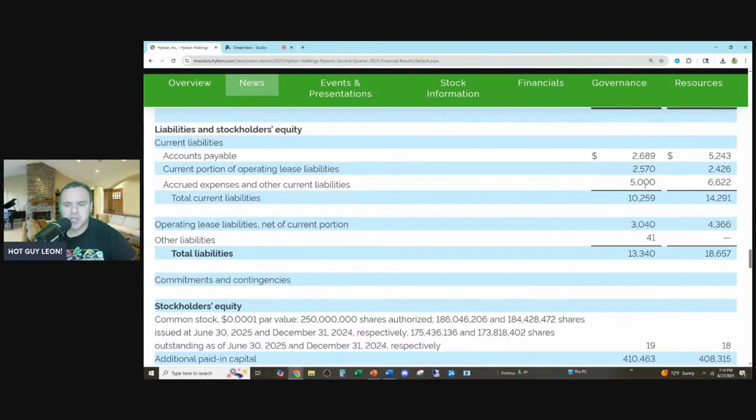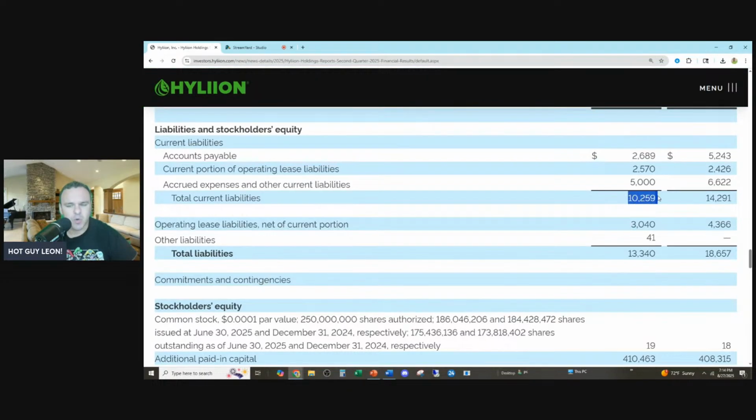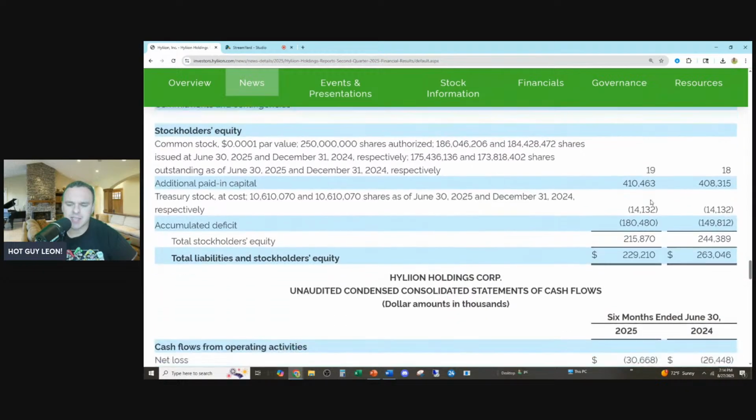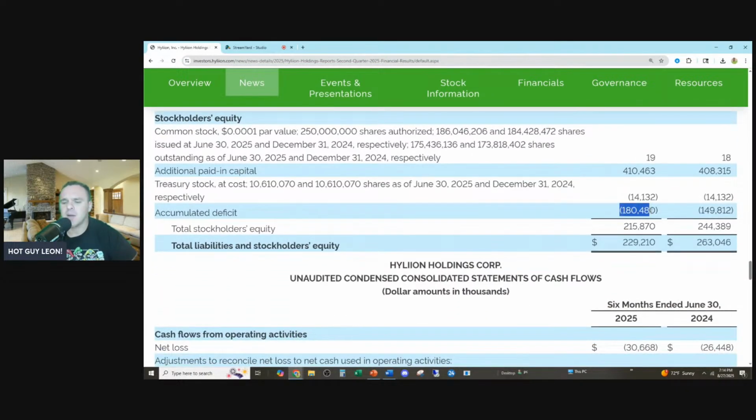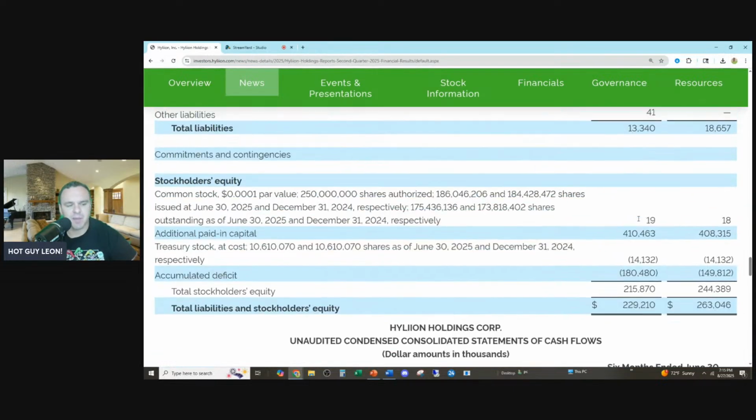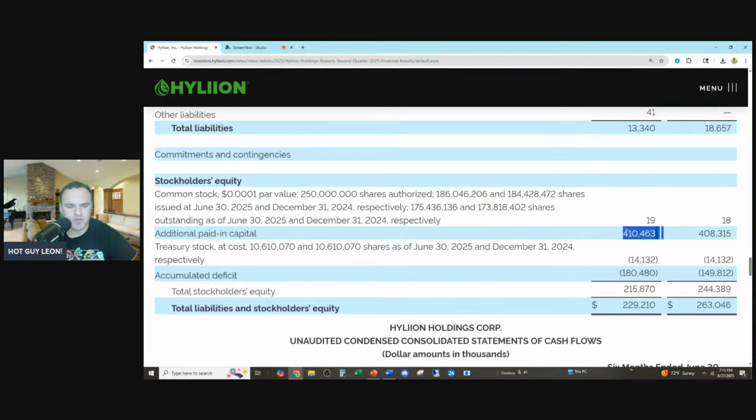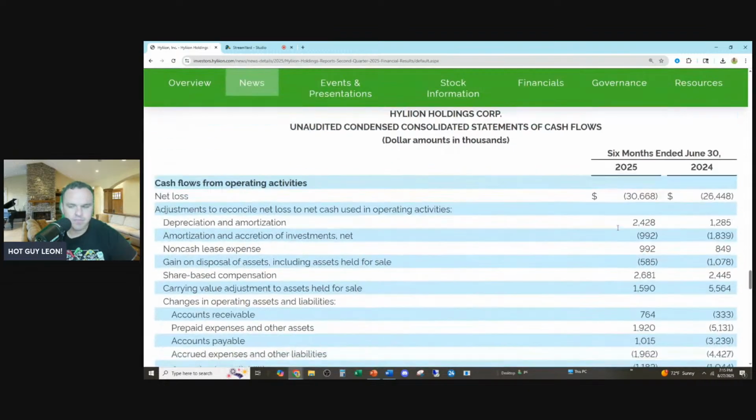Let's see. Do they have any crazy debt? They have short-term debts and leases. So no crazy debts on there. So far, this company has lost $180 million cumulatively in its lifetime. All of its assets have come from stock issuance from you morons.